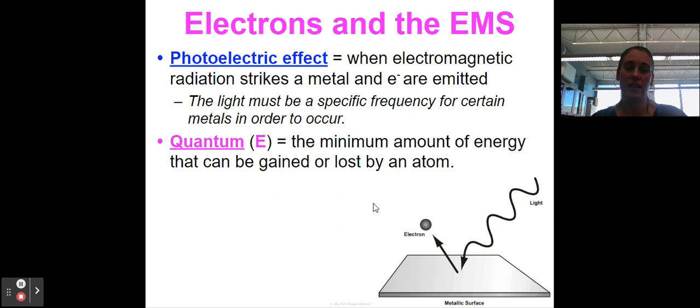This led to the concept of what's called quantum. And a quantum, and plural is quanta, is the minimum amount of energy that can be gained or lost by an atom.